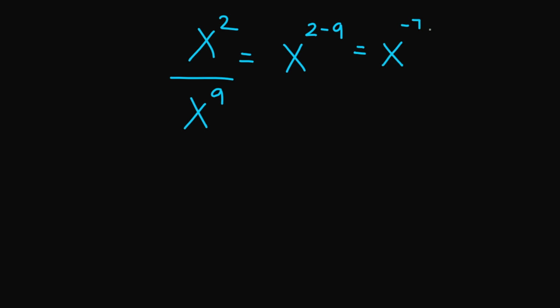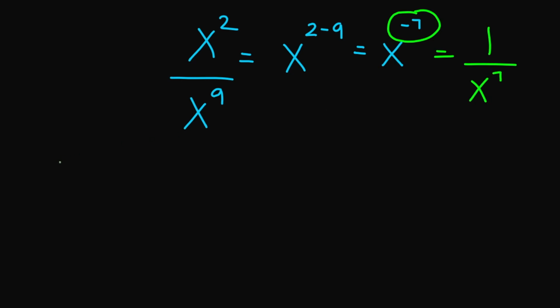What about x squared over x to the ninth? We're going to do the same thing. We're dividing with the same base, so I'm going to subtract my exponent. So this is going to be x to the 2 minus 9, which equals x to the negative 7th power. And I have a negative exponent. I'm going to bring this down to my denominator, which is going to equal 1 over x to the 7th.